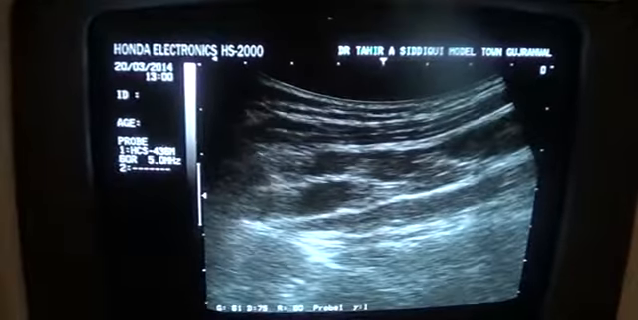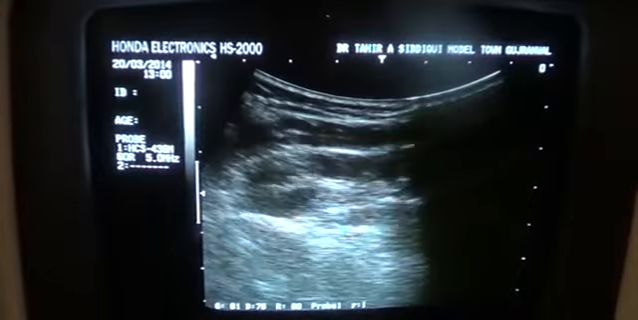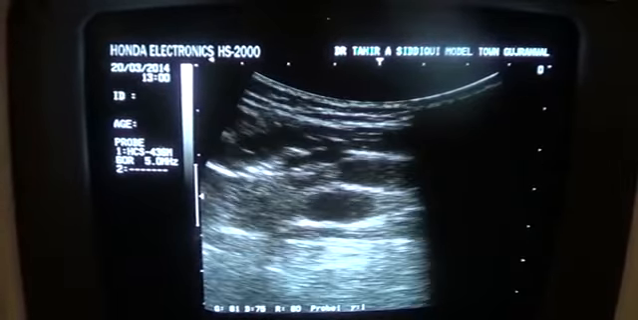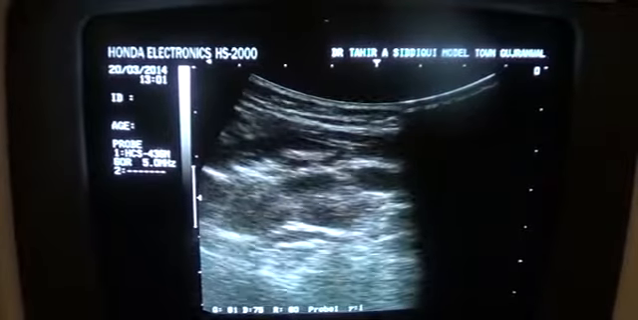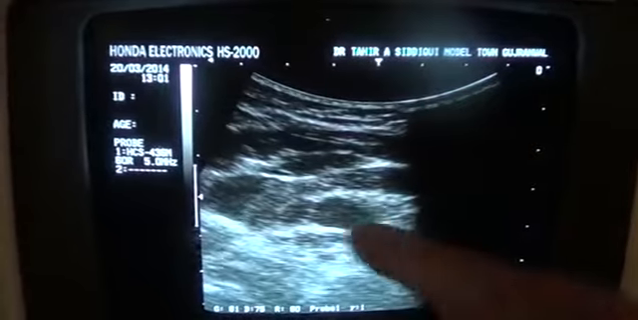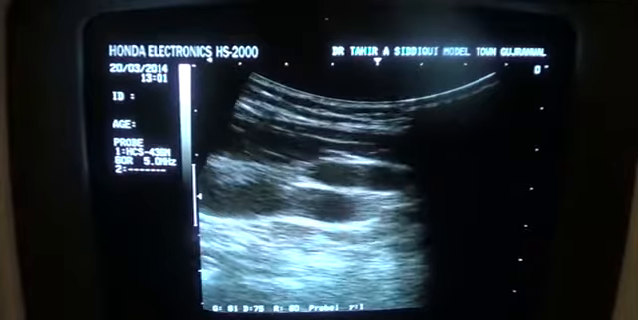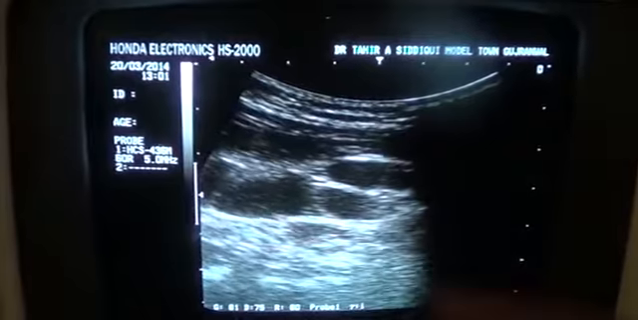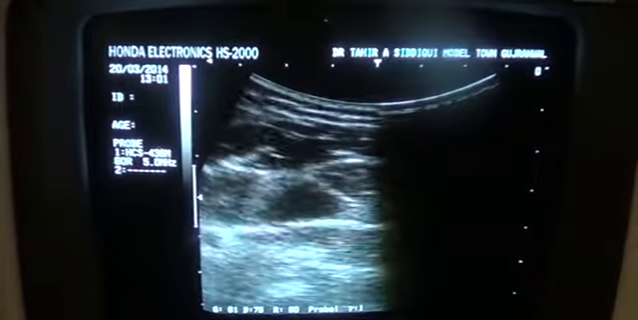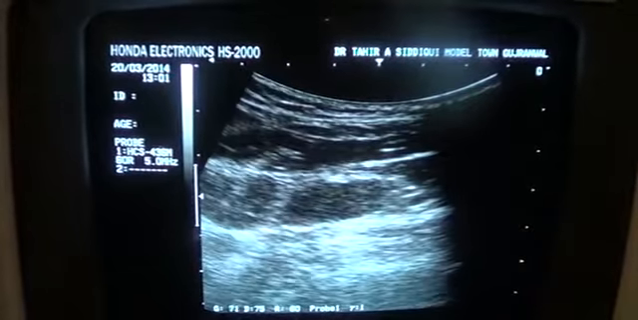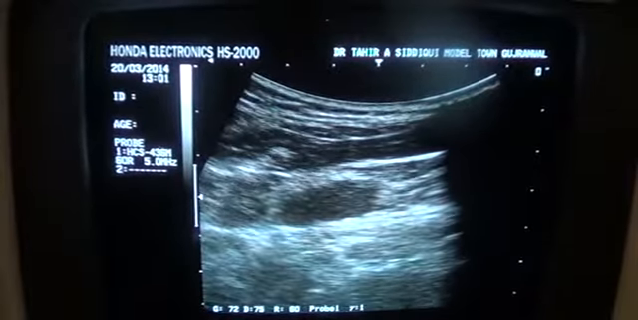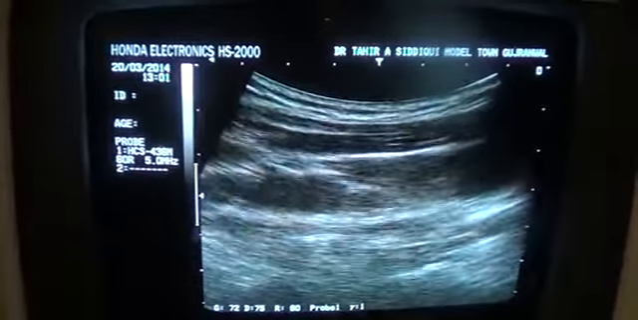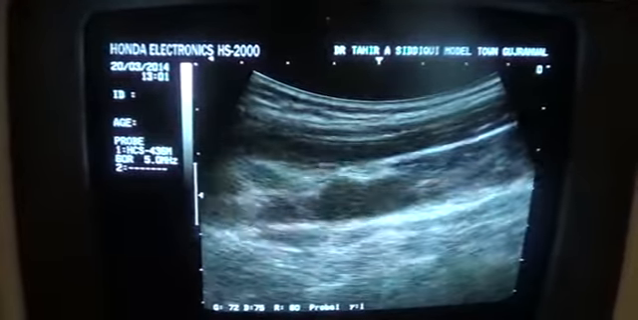So if you want to make sure, give a sweep to the probe and see if these hypoechoic well-demarcated structures change their shape, or if they don't change their shape, concentrate on this one. That's it. Now I have given almost a 180 degree sweep to the probe, and you see none of these that I marked, that I showed you, changes their shape. Otherwise, had it been a blood vessel, it would have changed its shape. So these are lymph nodes.